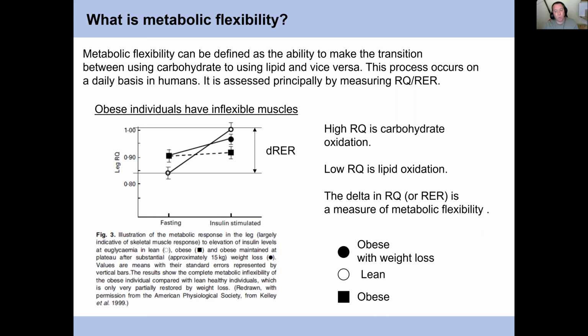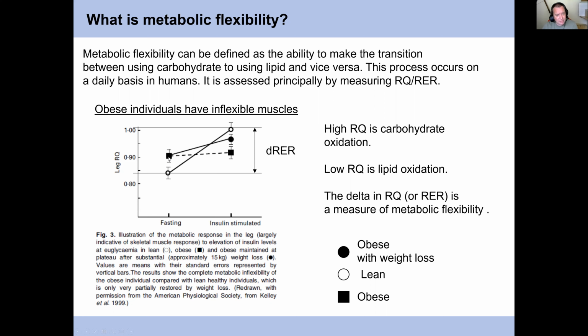flexibility. What we can see when we look at the black squares, the obese individuals, is in the fed or pseudo-fed state, the clamp state, these individuals do not reach as high an RER. And this is because they will be obese, they will have some insulin resistance, and their muscles will not respond to the insulin to take up the glucose properly. And as a result, they can't burn it. And so they will have a mixed nutrient usage of lipids and carbs.